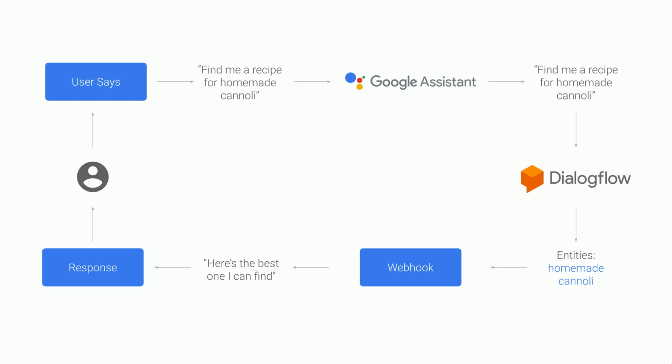Cool. So like we were messing with a little bit in the last workshop, Dialogflow. Here's an example of where Firebase sits in with this. So yes, there's no Firebase logo up here, but what's happening is, you say, OK, G, find me a recipe for homemade cannoli. The Google Assistant picks it up, translates it. Dialogflow picks out the entities and sends those entities to your webhook. And that's where Firebase comes in.